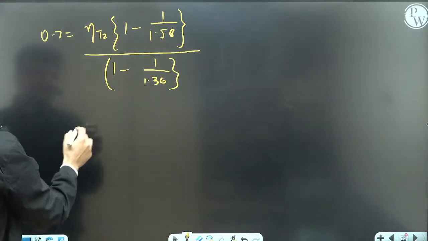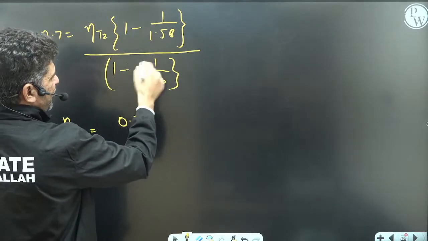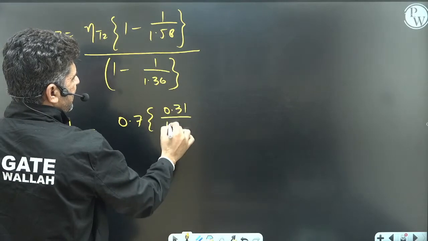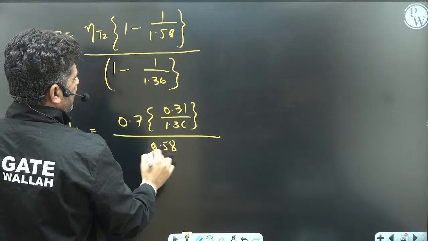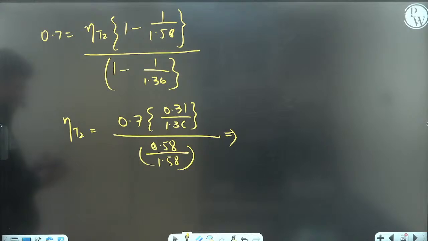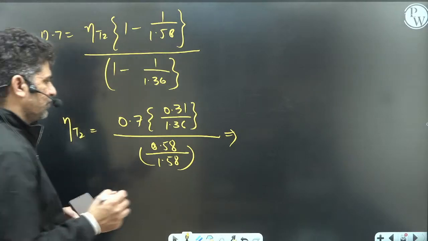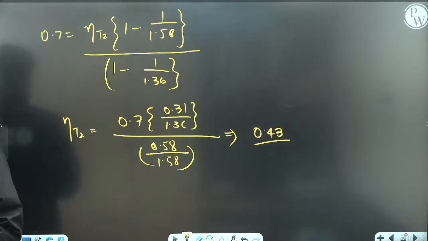So this NT2 will become 0.7 multiplied by 1.36 minus 1, 0.36 divided by 1.36, and this will be 0.58 divided by 1.58. Okay, so you can calculate this and you see it will come out to be 0.7 multiplied by 0.31 multiplied by 1.58 divided by 0.58 and divided by 1.36. So 0.43. This will be the right answer.